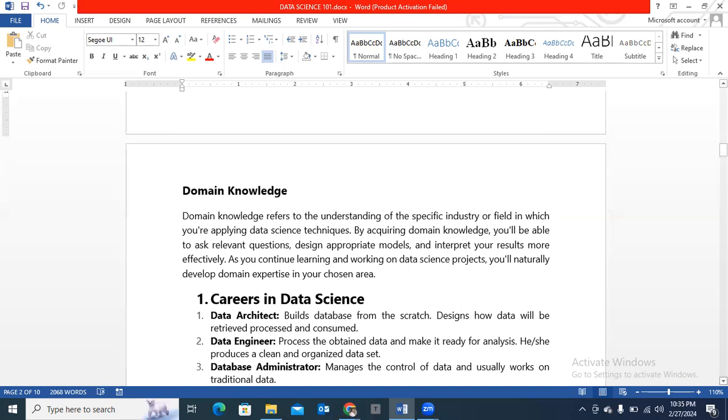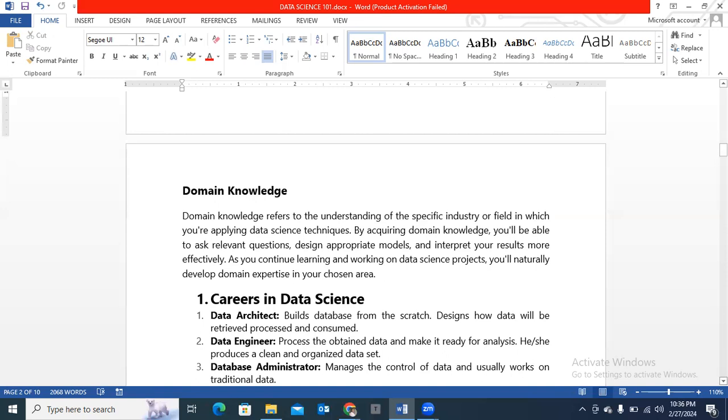And finally, what other skill do you need? You need to have a domain knowledge. What do they mean? In the field you want to practice, is it in education? Is it in health? Or whichever field, engineering, sciences, you need to have an understanding of that domain. It will help you to interpret the data better.